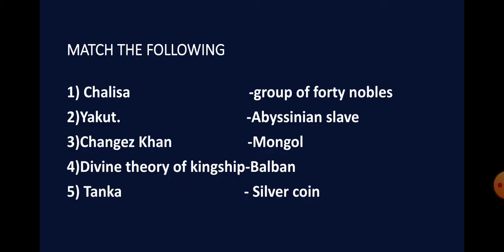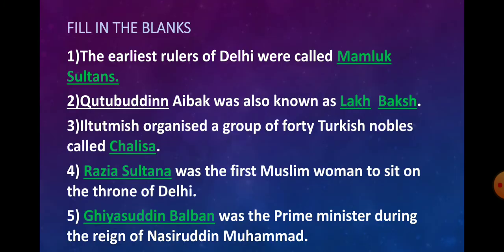Now match the following. Chalisa, group of 40 nobles. Yakut, Abyssinian slave. Chinggis Khan, Mongol. Divine theory of kingship, Balban. Tanka, silver coin. Now fill up questions.